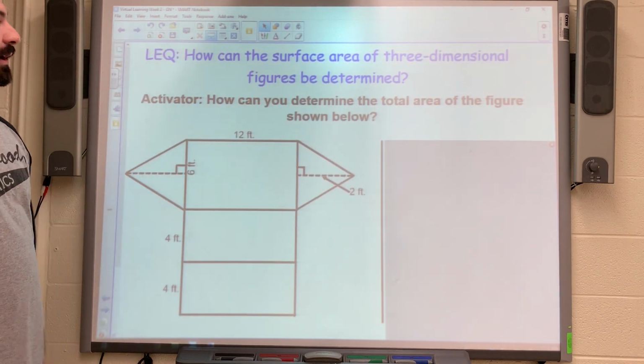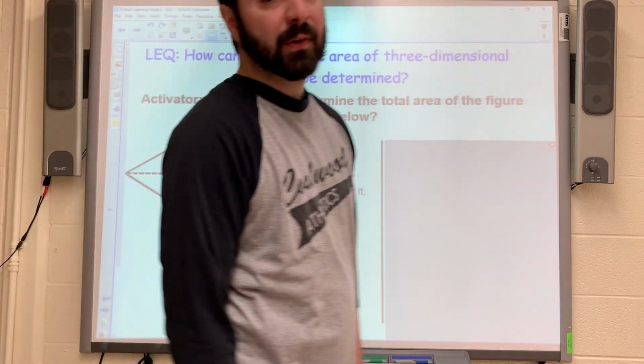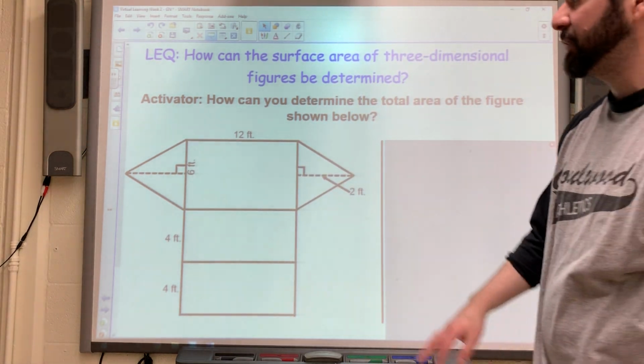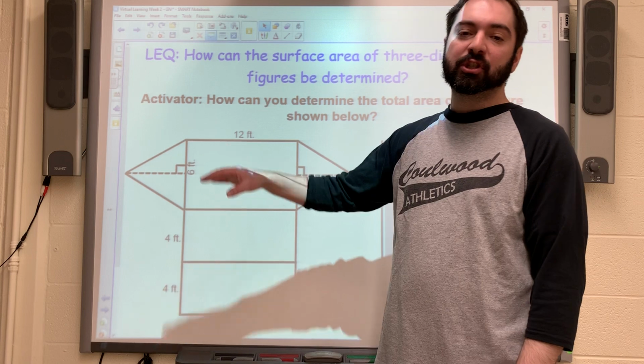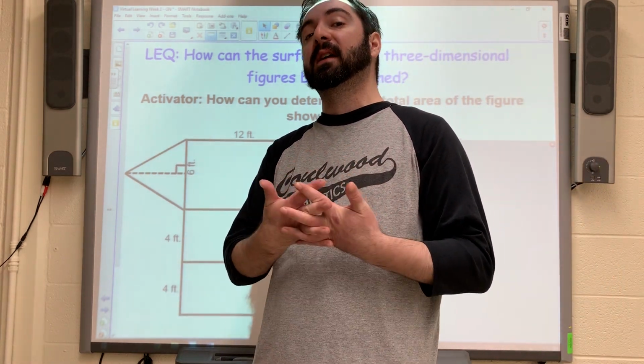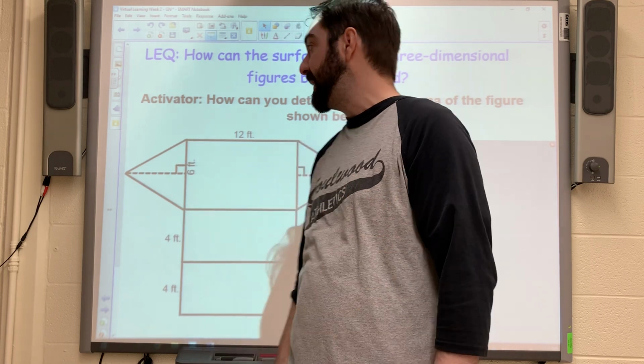All right, today we're going to go over how can surface areas of 3-dimensional figures be determined. Last year in 6th grade, you were given nets. This year, you will be given the actual prism that you will have to break apart, find the area of each piece, and then combine them at the end.